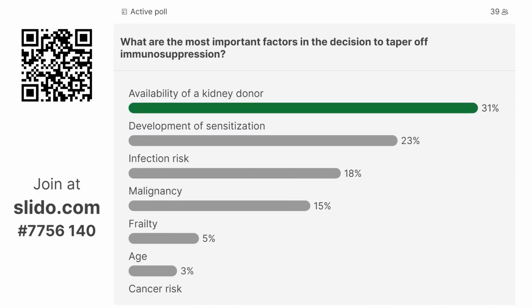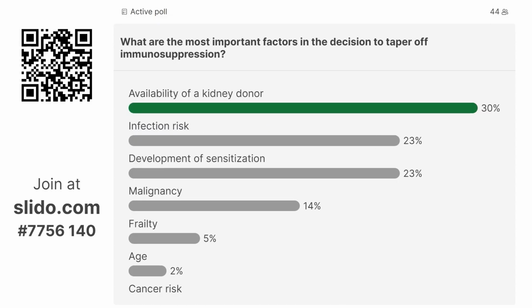The goal is really to get a sense of the different things, the balls that I juggle when I think about managing immunosuppression. What are the ones that you're thinking about?